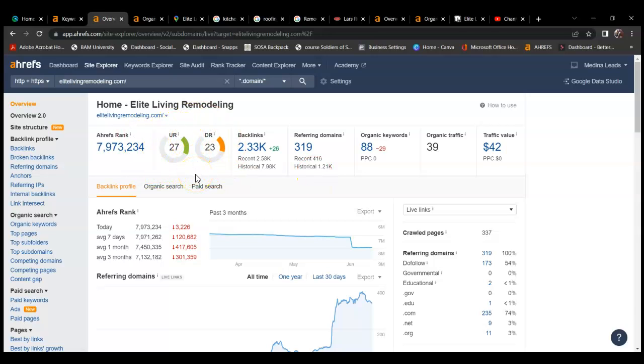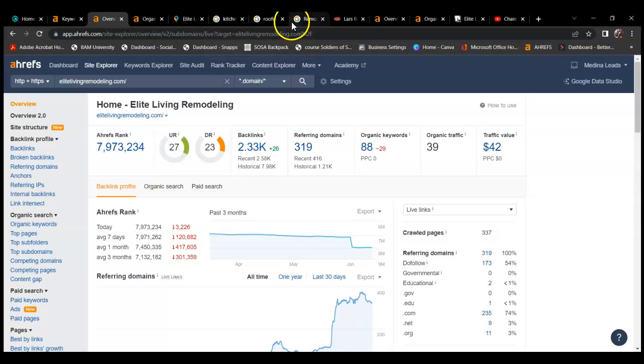The more power you have, the higher these numbers are going to be. Generally with remodeling and contracting, we want to see them in the 20s, 30s, 40s range. You want as high of a number as possible and at a 1-to-1 ratio. You are almost at a 1-to-1 ratio. You're in the 20s range. You have 2,300 backlinks, 319 referring domains, ranking for 88 organic keywords and generating an organic traffic of 39. Not too bad, but let's take a look at one of your competitors.